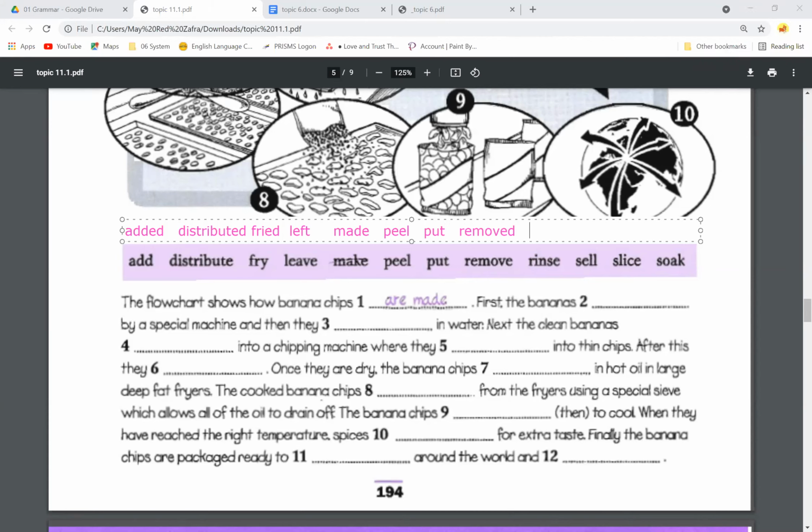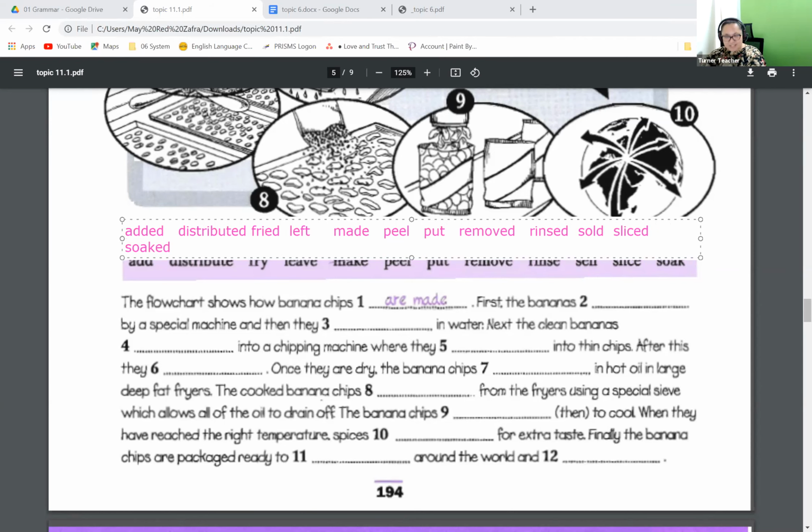Rinsed. Past participle for sell. Sold. Past participle for slice. Sliced. Beautiful. Past participle for soak. Soaked. Yes, soaked. All right.